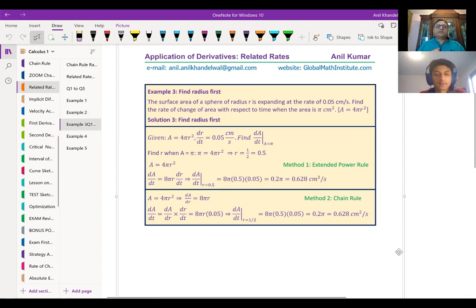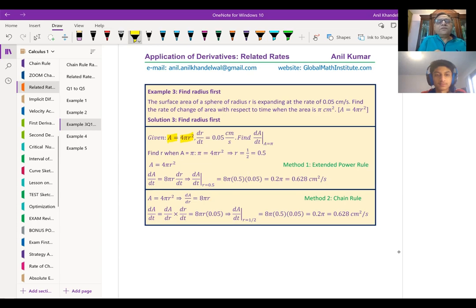Can you please read this question? The surface area of a sphere of radius r is expanding at the rate of 0.05 centimeters per second. Find the rate of change of area with respect to time when the area is pi centimeters squared. So the strategies again, what are you given? You're given that the area formula is 4 pi r squared. You know that area, right?